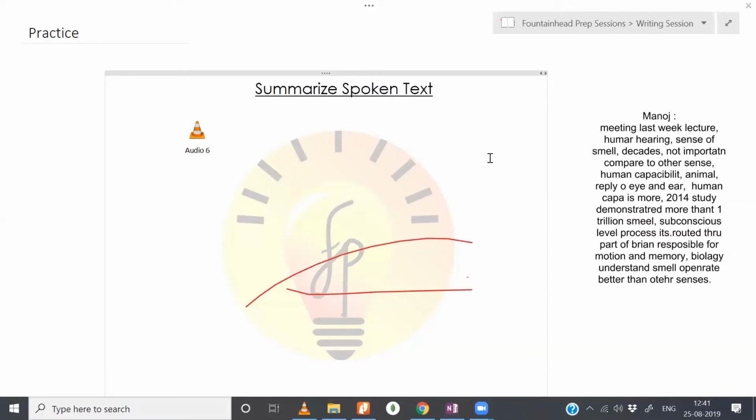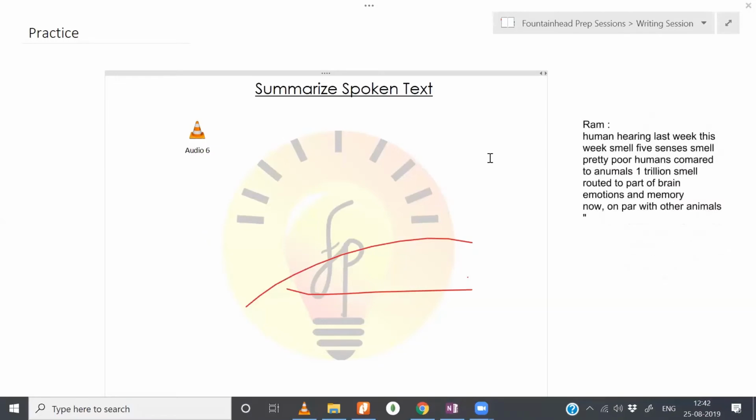So Manoj has written a lot of things here. Last week's lecture, okay. Human hearing, sense of smell. Decades, not important compared to other senses. Human capability, animal ancestors, human capacity. 1 trillion smells. Okay, subconscious level processes. Biologists understand smell operates better than other senses. Okay. Power of smelling. Ram has written human hearing last week. Okay. This week smell. 5 senses. Smell, pretty poor in humans compared to animals. 1 trillion smells, routed to part of brain, emotions and memory. Okay.